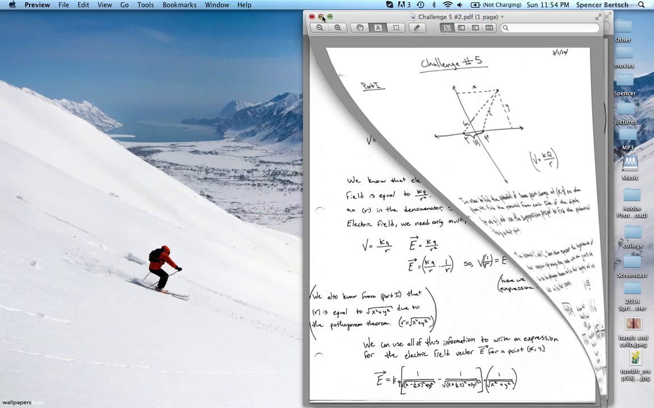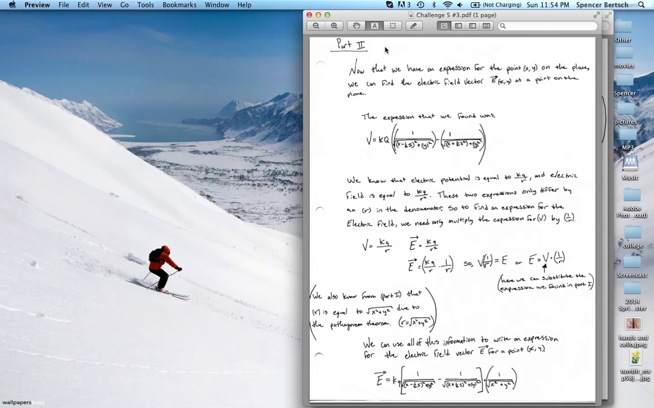And part 2, it was pretty simple to do once you were done with part 1, because part 2 only asks you to find an expression for the electric field due to the dipole at some arbitrary point. So once you have V, it's pretty simple to convert it to the electric field vector. So V equals kq over r, we know, and the electric field equals kq over r squared. So these are pretty similar equations. They only differ by 1 over r, and we know that E is equal to V times 1 over r.